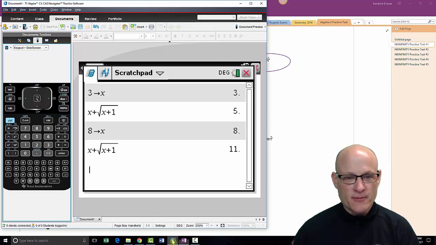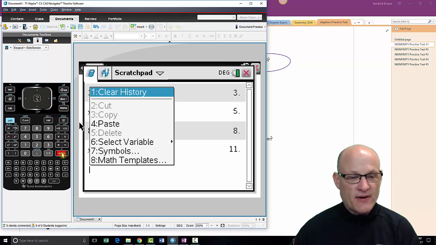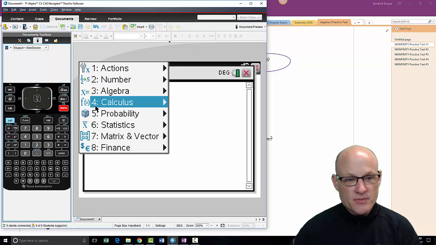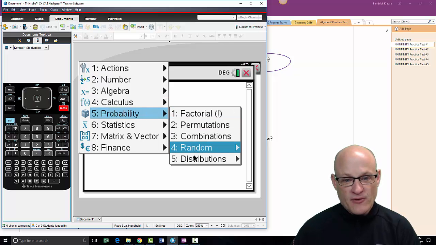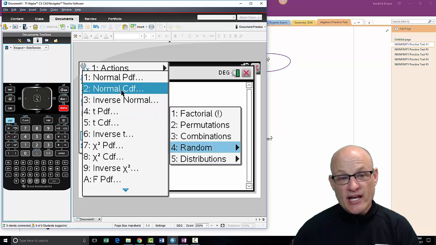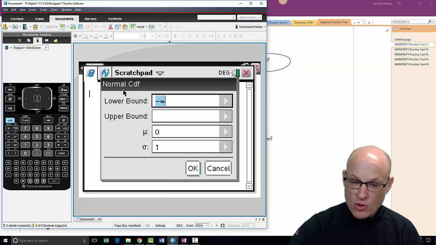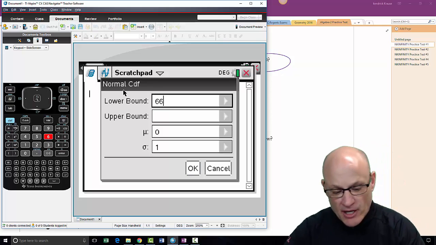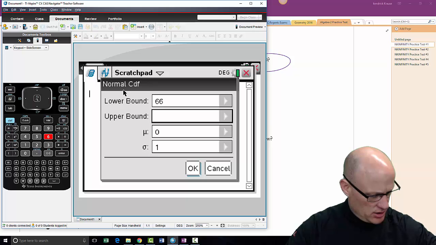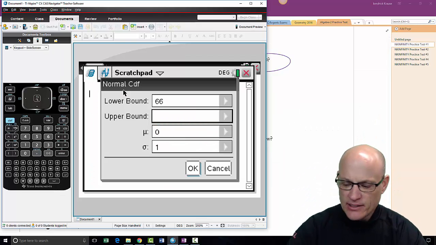So let's go to the calculator, and I'm going to tell you right now, the keystrokes are simply menu 5 5 2, but menu 5 probability, 5 distributions, and normal CDF, cumulative density frequency, right there. What's my lower bound? My lower bound is 66. What's my upper bound? My upper bound was 80. Did I not write that on there? Oh, 80.